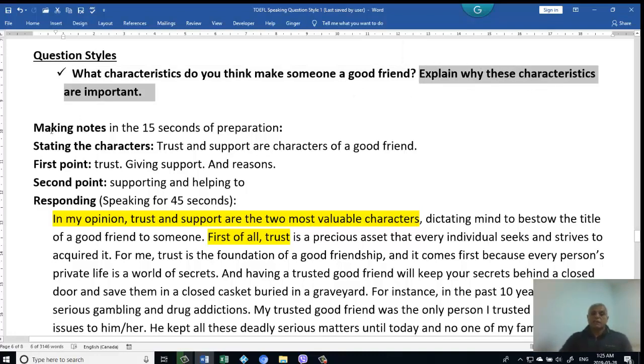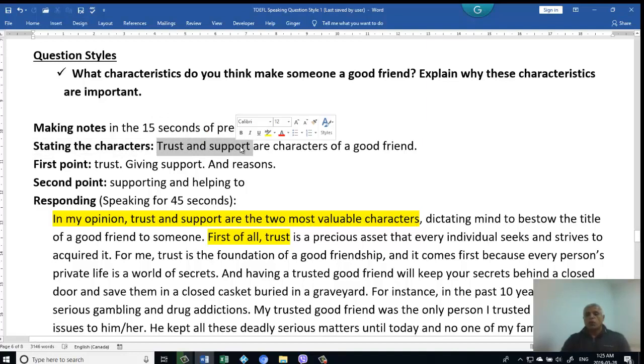Okay, we have 15 seconds. Making notes in the 15 seconds of preparation. Stating the characteristics. Whatever characteristics you are going to use, you have to mention them here. For example, here I choose trust and support as characteristics of a good friend. Okay.